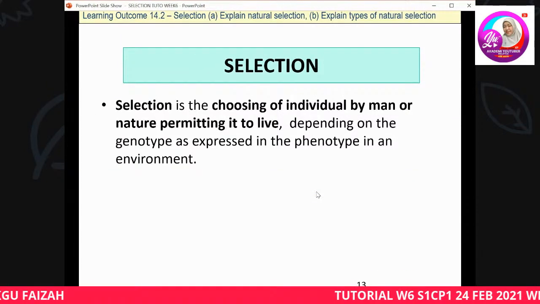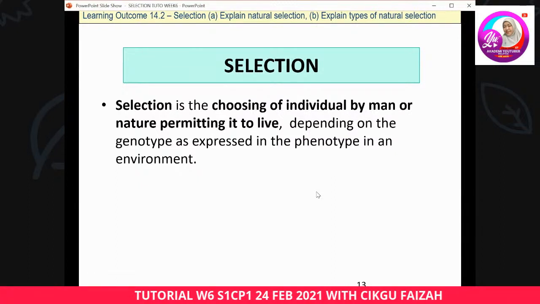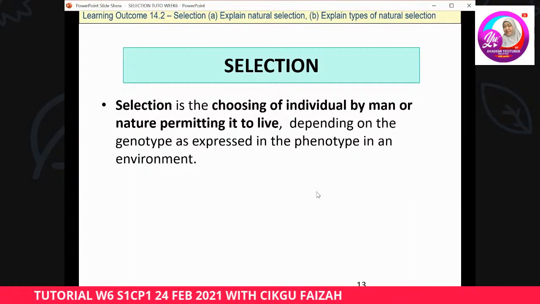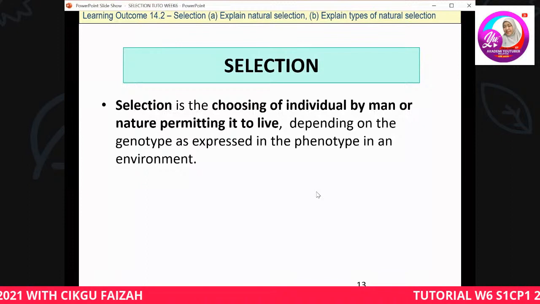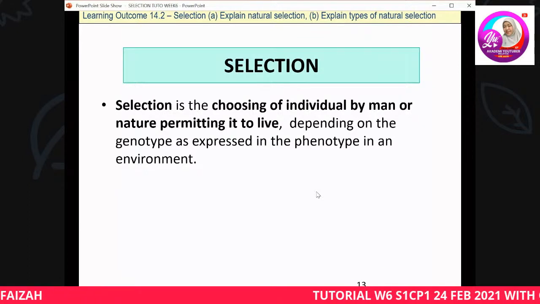Okay, so that is what we are going to learn, class. Selection means choose. Okay, choose of what, class? Choose of individual. So this you can see on page 77 from your notes. Okay, from your notes, highlight, kelas.